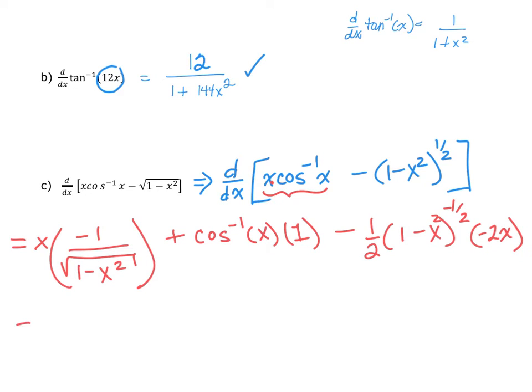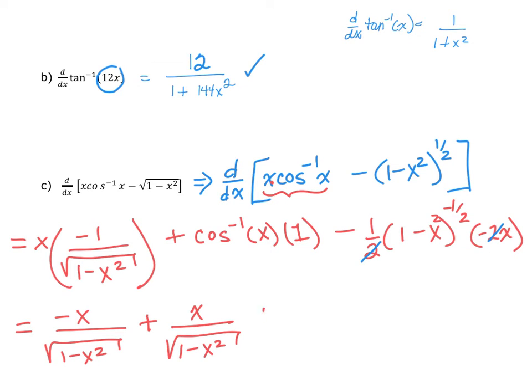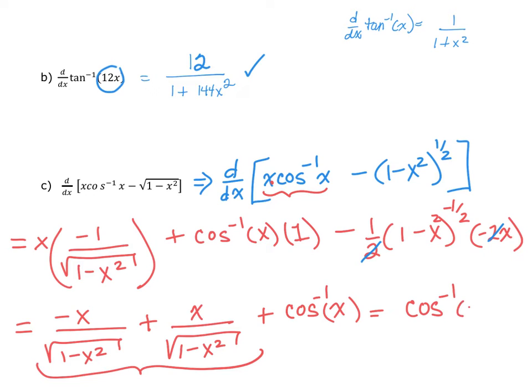And we're going to notice if we do just a little bit of simplification here, you might notice over here that the 2 and the minus 2x cancel, and a negative times a negative is going to give us a positive. So we'll actually have positive x over the square root of 1 minus x squared plus the inverse cosine of x, and those conveniently add to 0, so we just get inverse cosine of x.